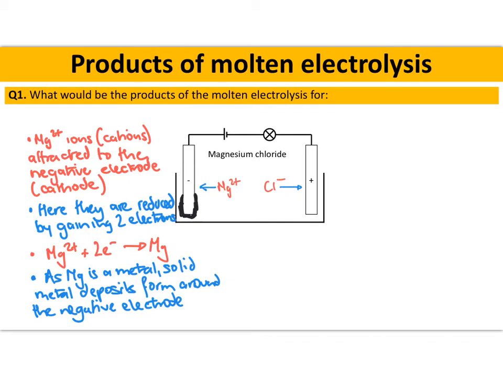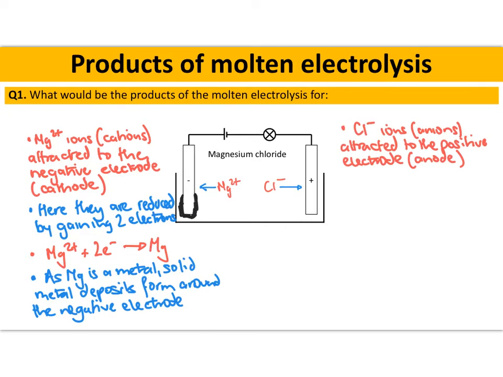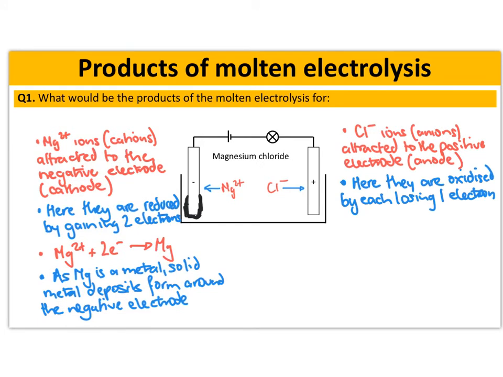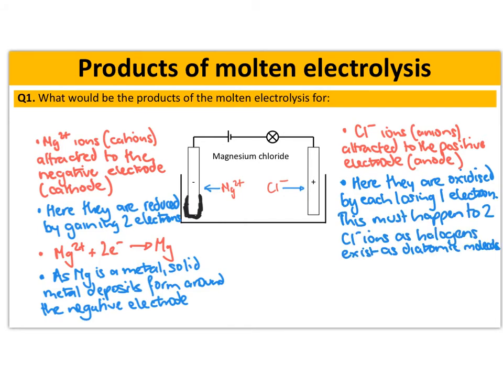Okay, so let's now look at the positive electrode. Here, chloride ions, which are negative, are being attracted to the positive electrode. When they get there, they are each going to lose 1 electron. So they're being oxidized, because remember, oxidation is the loss of an electron, and we're going to be forming the element chlorine. Now, chlorine is a halogen, and one of the things that we know about halogens is that they exist as diatomic molecules. So we have to bear that in mind when we write the equation representing this process.